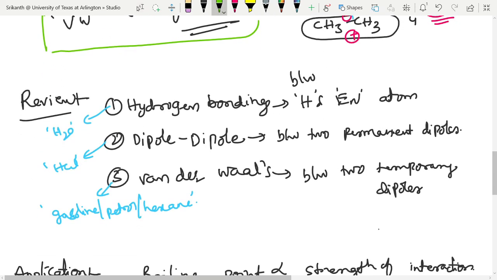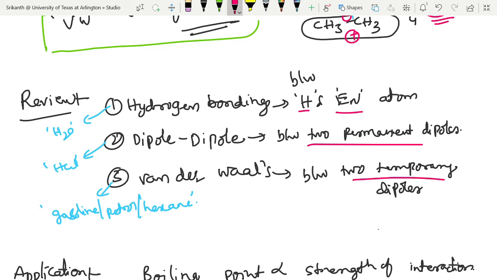Okay, so before we sum up, let's review. Hydrogen bonding exists between a hydrogen and an electronegative atom, dipole-dipole interaction exists between two permanent dipoles, and van der Waals interactions happen between two temporary dipoles. One example for hydrogen bonding is water, for dipole-dipole interaction is HCl, and for van der Waals interaction is hexane or petrol or gasoline.